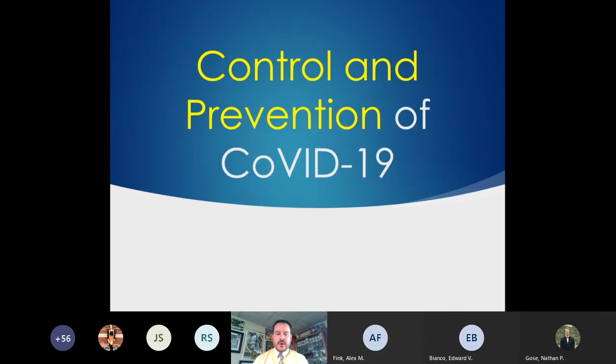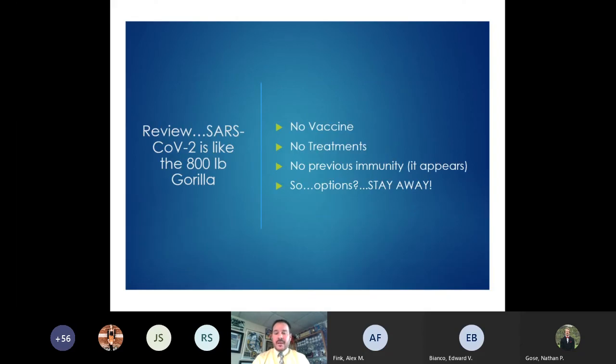So that's some things on the spread. Let's look at what is our ability to control this thing? What's our ability to prevent this thing? Well, going back to the last lecture, SARS-CoV-2 really is like the 800-pound gorilla. It sort of goes where it wants, it does what it wants, and we don't have much that we can do to stop it. So we have no current vaccine, we have no FDA-approved treatments, and it appears as though we don't really have any previous immunity to this.